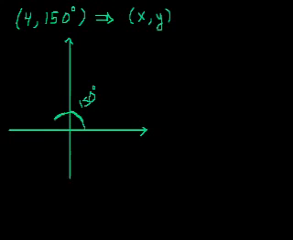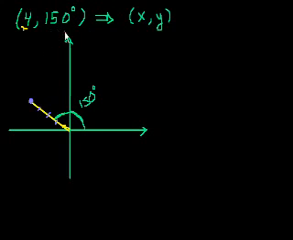So I've pointed you in this direction. How far should you go? Well, you go 4 units in the 150 degree direction. So I want to go 4 units in that direction. Let me do it in a different color. I'm just assuming that this is 1, 2, 3, 4 units. So that's 4, 150 degrees.